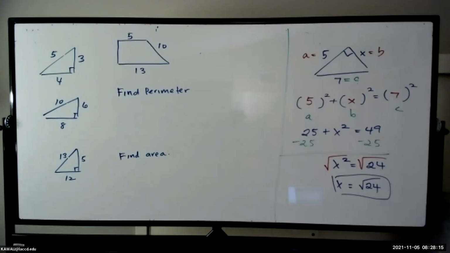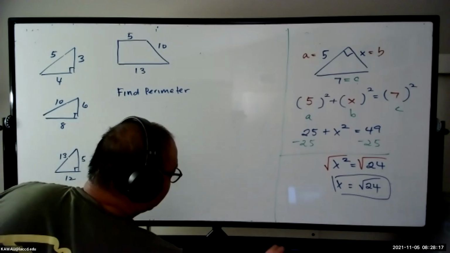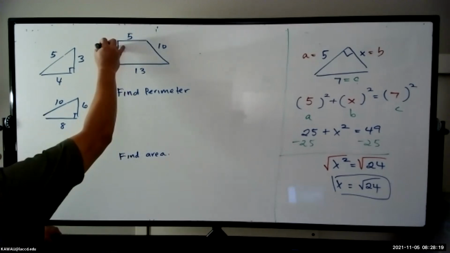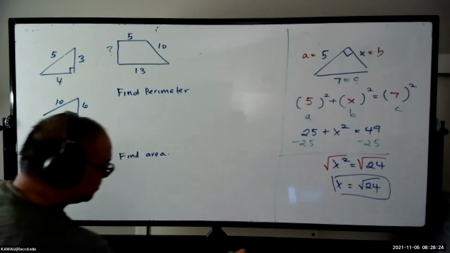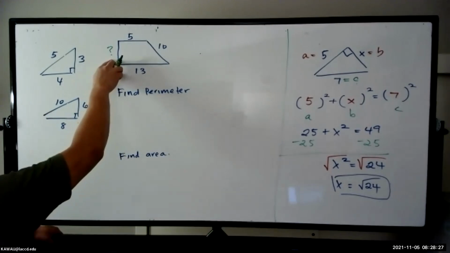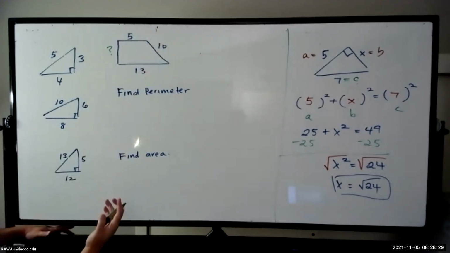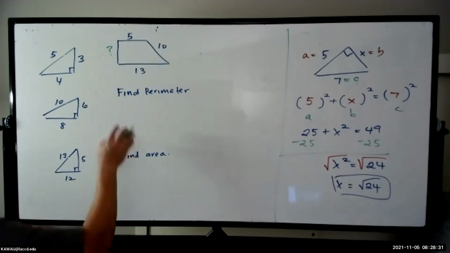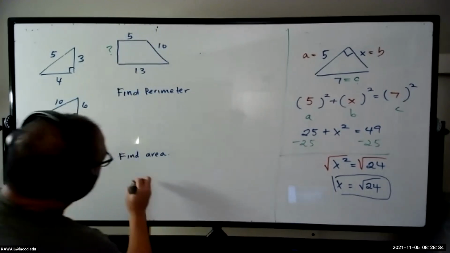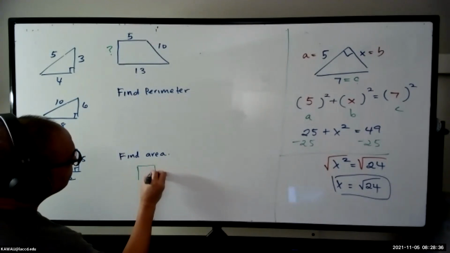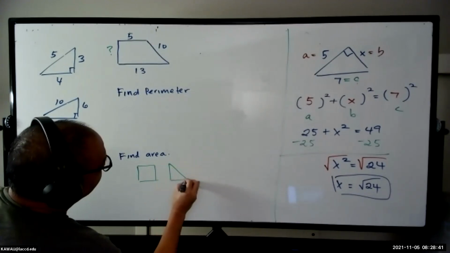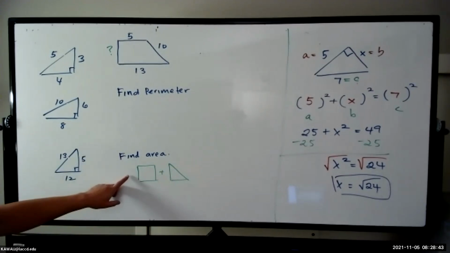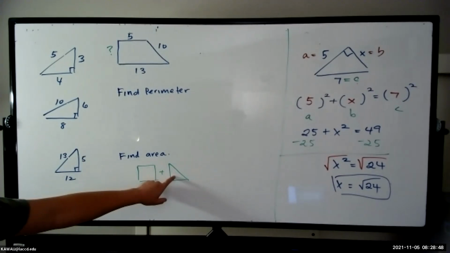Now, for both of these questions, we would have to know what this value is over here. That's the big question. Okay. Now, if I knew what this was, I could just add these all up, and I would have the perimeter. And if I knew what this was, I could split this up into two pieces. And I could find the area of the rectangle and add it to the area of the triangle.